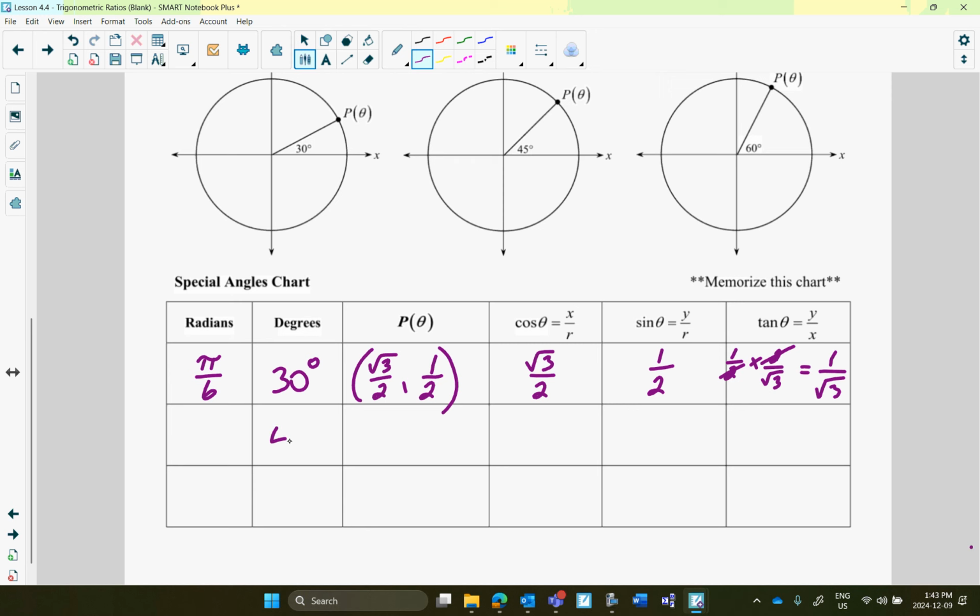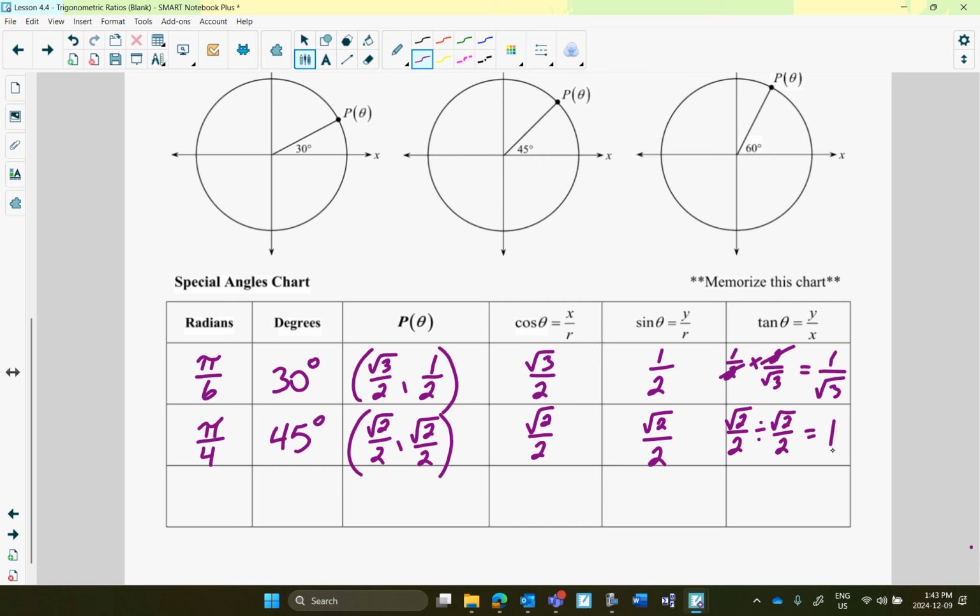The next family is 45 degrees, which is how much in radians? Pi over 4. Root 2 over 2, root 2 over 2. Therefore, both cosine and sine will be root 2 over 2. And tan is just going to work out to 1, because root 2 over 2 divided by root 2 over 2 is anything divided by itself, which is 1.